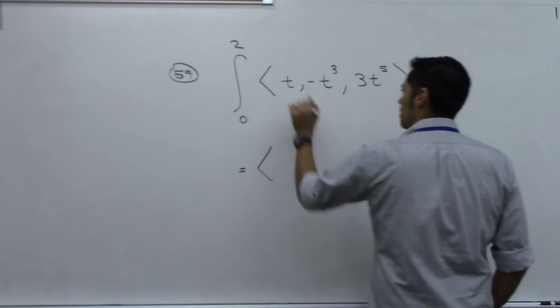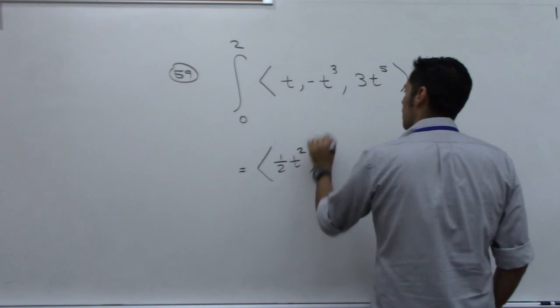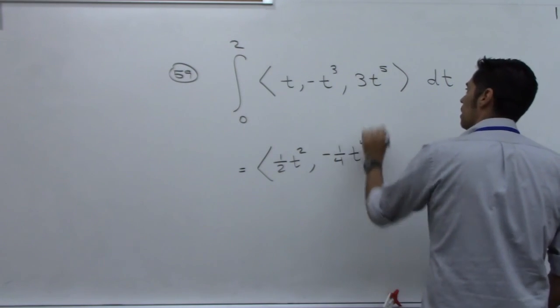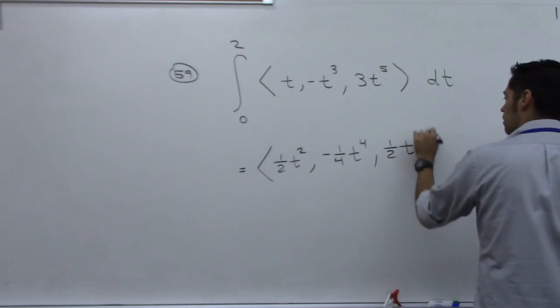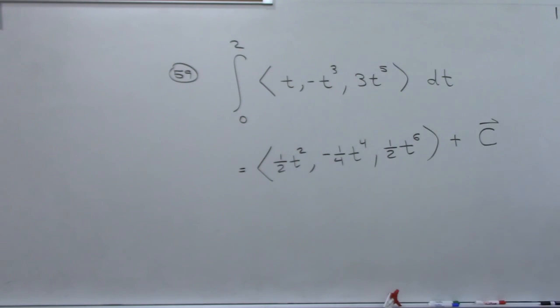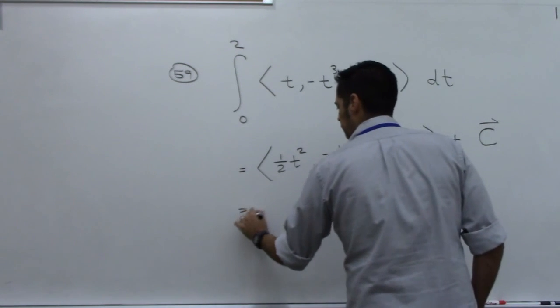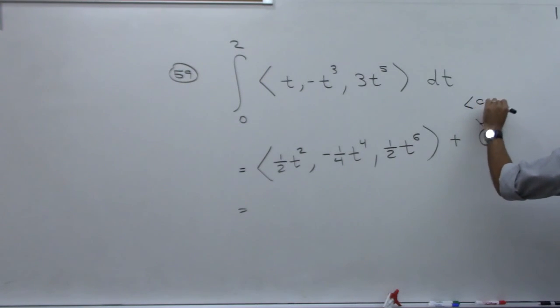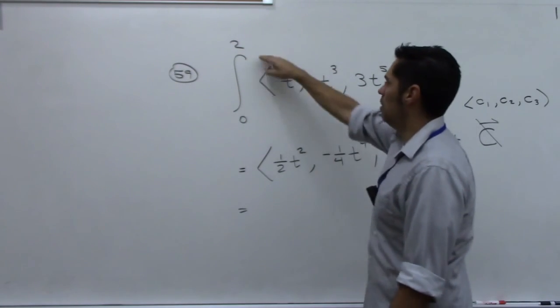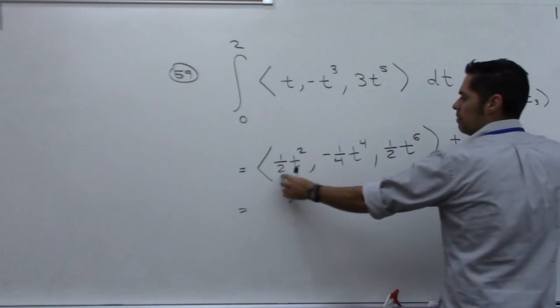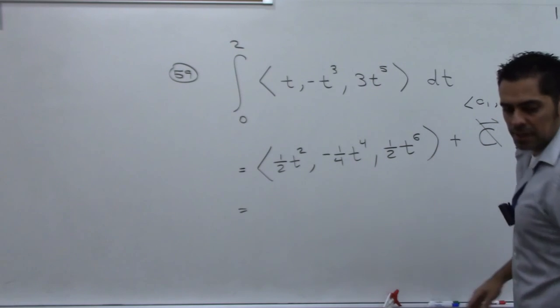We just integrate term by term, so this is 1 half t squared. This one is minus 1 fourth t to the fourth. This one is going to be 3 times 1 sixth t to the sixth, so the 3 sixths reduces, plus some constant vector. And that constant vector, we're going to rewrite like this: C1, C2, C3. But because this is a definite integral, from 0 to 2, this constant doesn't matter. So with definite integrals, you don't have to worry about this constant. If it wasn't a definite integral, then you would have to put this in here, and you would just be this plus C1, this plus C2, this plus C3. But because it's definite, I don't need to worry.